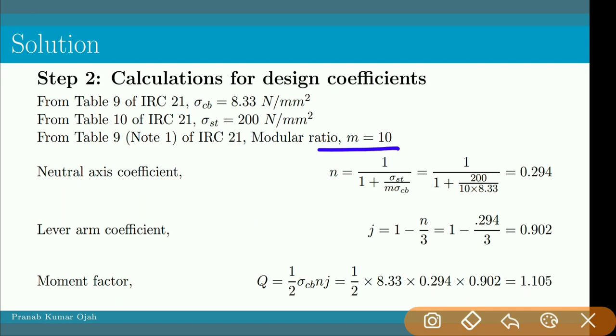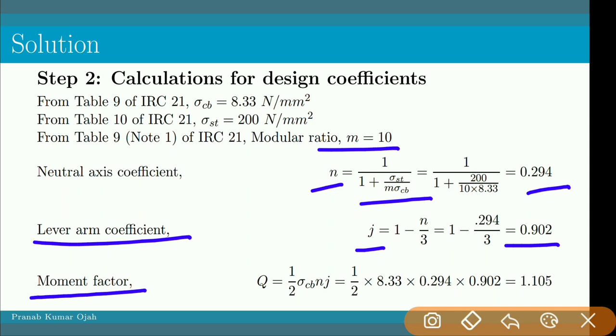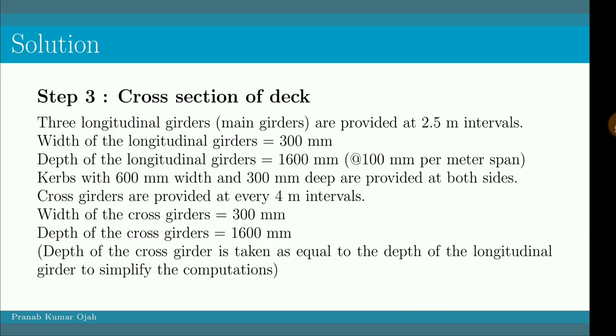So the neutral axis coefficient n equals, this is the formula. After putting these numerical values of sigma ST and sigma CB, I will get 0.294. Similarly, I will calculate the lever arm coefficient small j, which comes out as 0.902. Then I have to calculate the moment factor Q, which comes out as 1.105. So these are some coefficients which are to be used when you design the bridge by using the working stress method. In this step 3, this is the cross section of the deck.